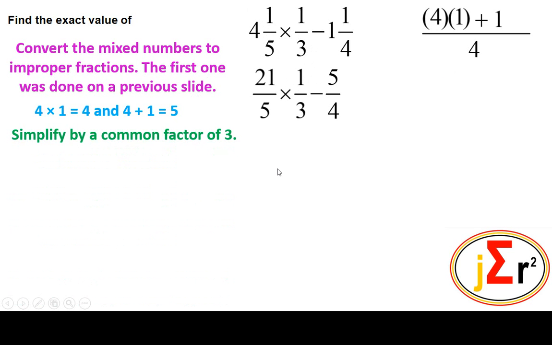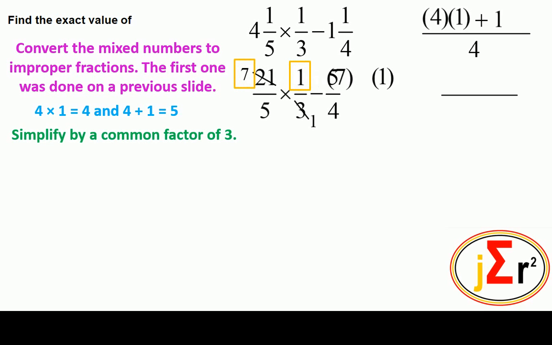Simplify by a common factor of 3. And what we are talking about is the product that we have right here. Simplify by a common factor of 3. 3 into 3, 1, and 3 into 21, 7. There we have it. And no doubt we will keep track of our progress on the right hand side.